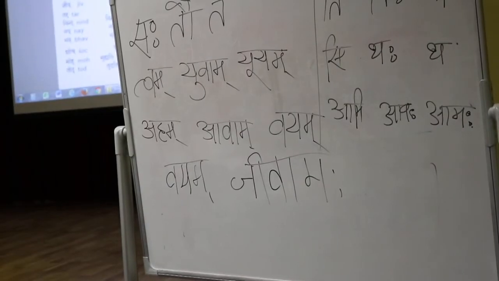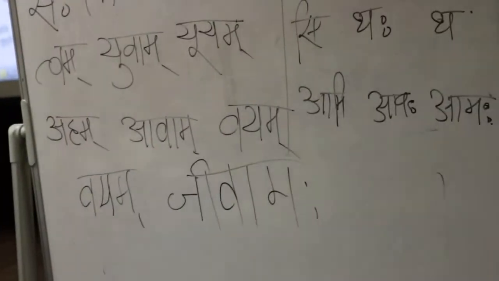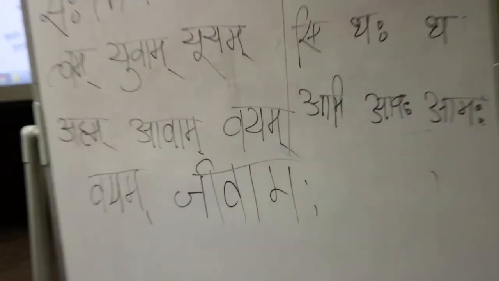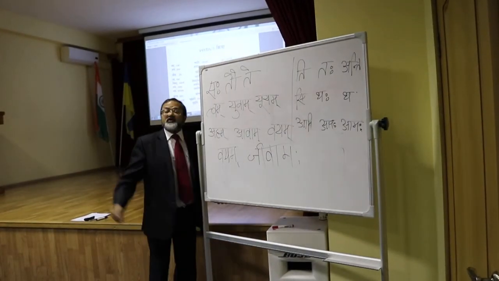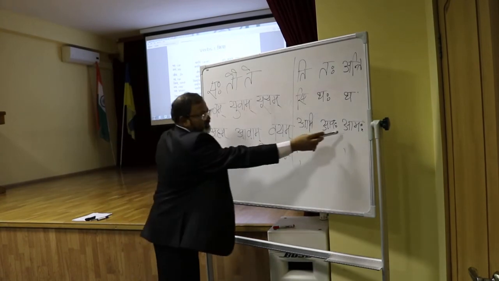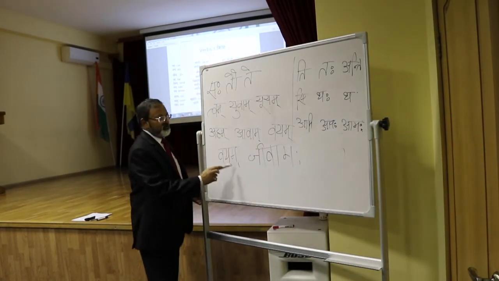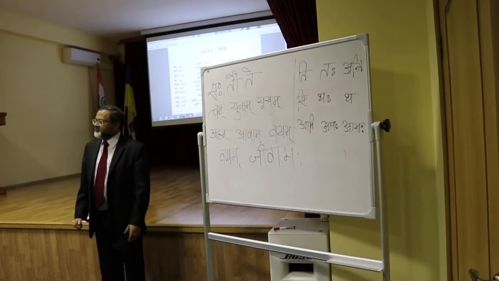Okay. Vayam jivamaha. We all live. Vayam is we all. Jiva is to live. And the plural, the right form is amaha. Vayam jivamaha. Correct? All of you know? All right.